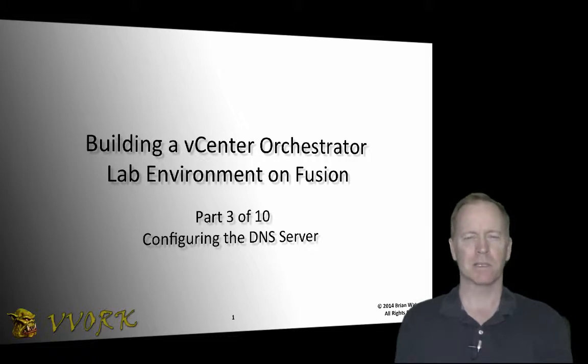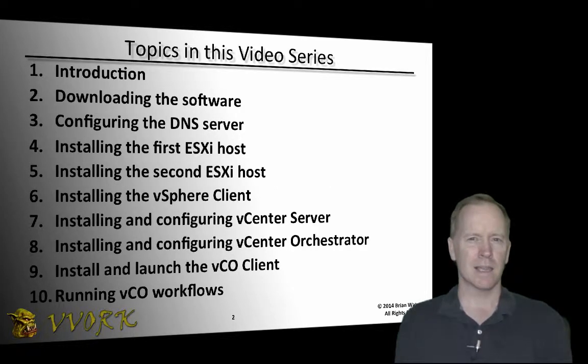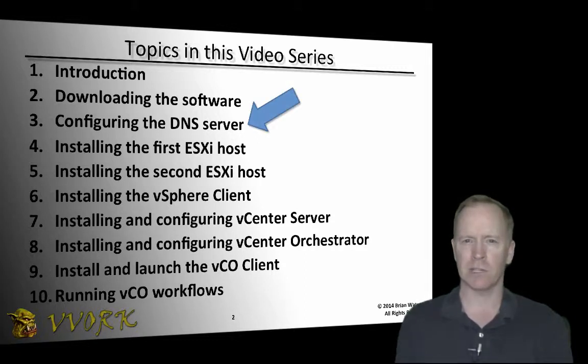I'm Brian Watrous. This is the third in a 10-part video series in which we're exploring how to build a vCenter Orchestrator environment on top of VMware Fusion. In the previous video, we studied how to download the various software components that we need to build this environment, and in this video, we're going to be taking a look at how to build a DNS server which could be used in conjunction with this environment.